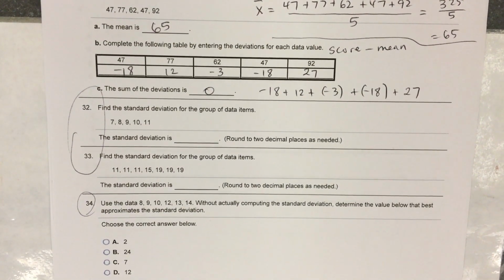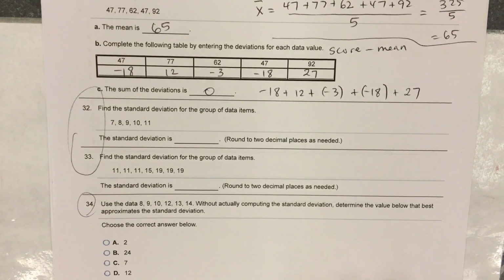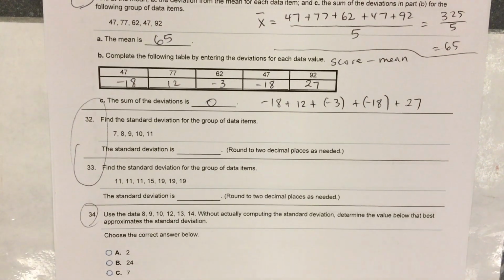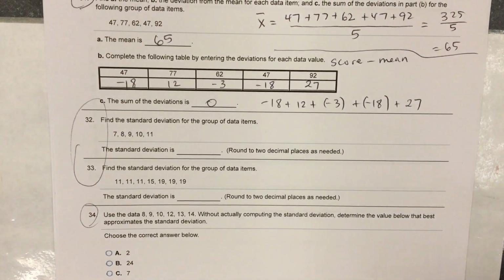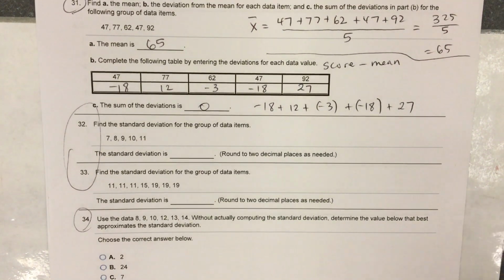Now for problem 33, I'd like to work it by hand, but we only have about 5 minutes left. So I'm going to plug it into the calculator. Now before I do 33, I want you to look at that set of numbers: 11, 11, 11, 15, 19, 19, 19. Let's see, 11 is 4 smaller than 15, and 19 is 4 bigger than 15. 15 is going to be the mean.